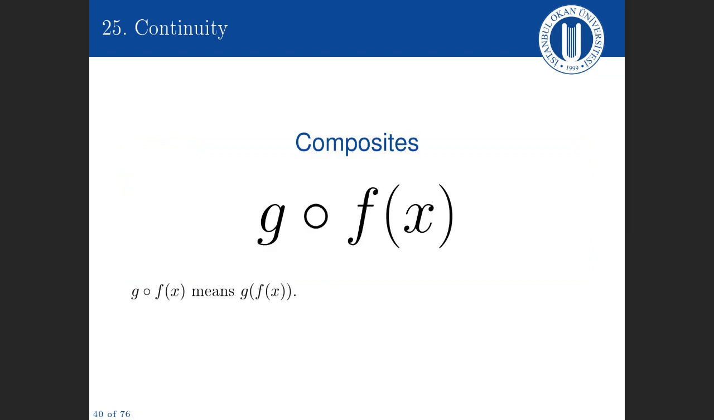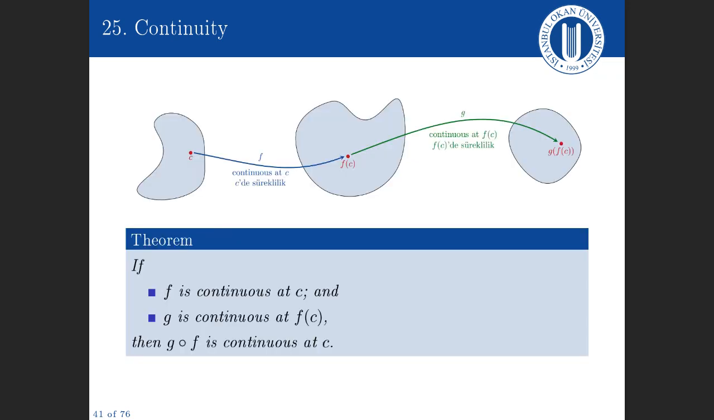Let's talk about composites. G composed with f of x means first we do f of x, and then after we've done that calculation, we do g of f of x. So we can think of that like this. We start at c, and then we do the function f to get to a point f of c, and then we do the second function g to get to g of f of c.